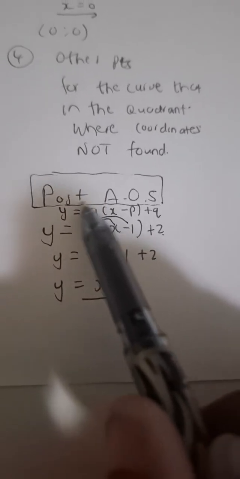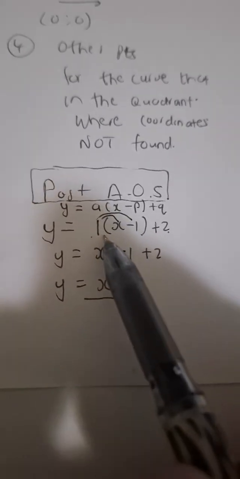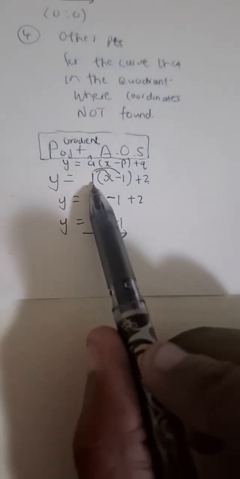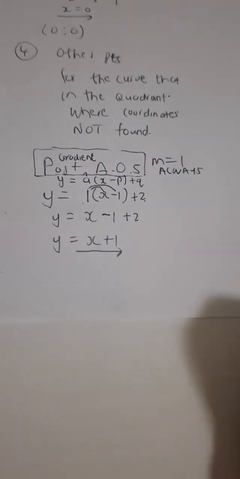Then your gradient a is positive 1, because for your positive gradient axis of symmetry, you are always going to have a gradient that is equal to 1. So always, in this grade, right? Because we have restrictive measures in place.